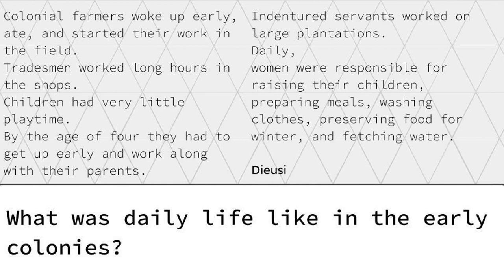What was daily life like in the early colonies? Colonial farmers woke up early, ate, and started their work in the fields. Tradesmen worked long hours in the shop. Children had very little playtime.